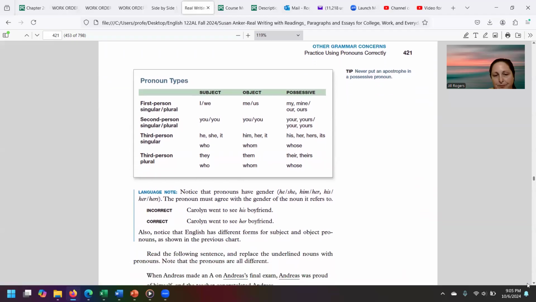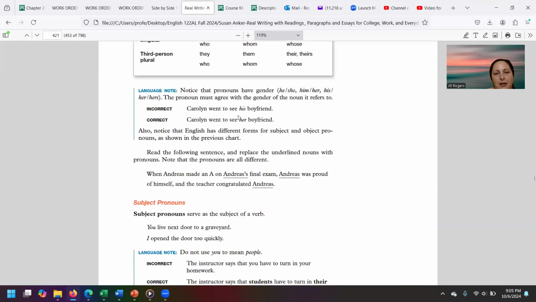Okay, so if we move on, let's take a look. This is just talking about gender. Carol went to see his boyfriend. Carol is a woman's name, so it's incorrect. It should be her boyfriend. All right. Also, we see in the following sentence, replace and underline the nouns and pronouns. Note that all the pronouns are different. So this is pretty interesting.